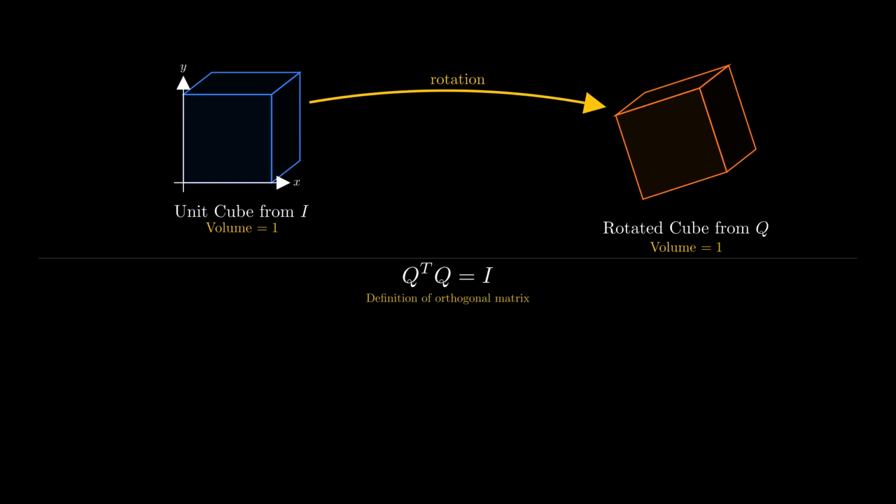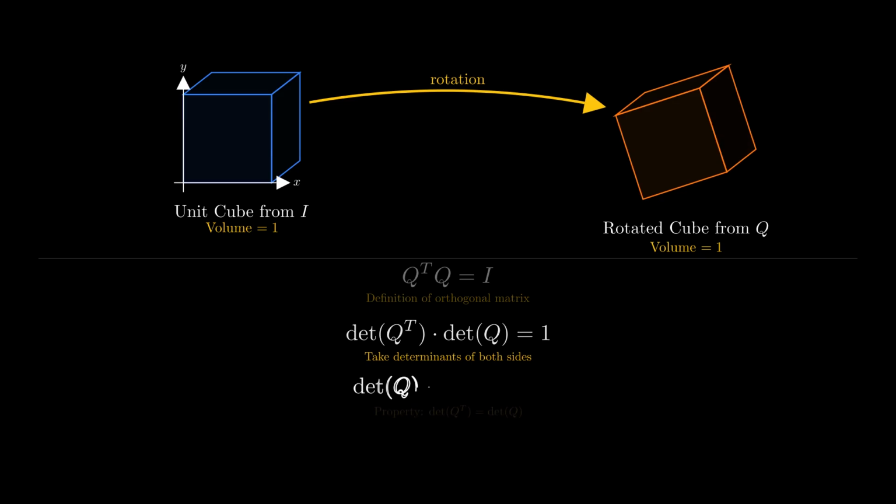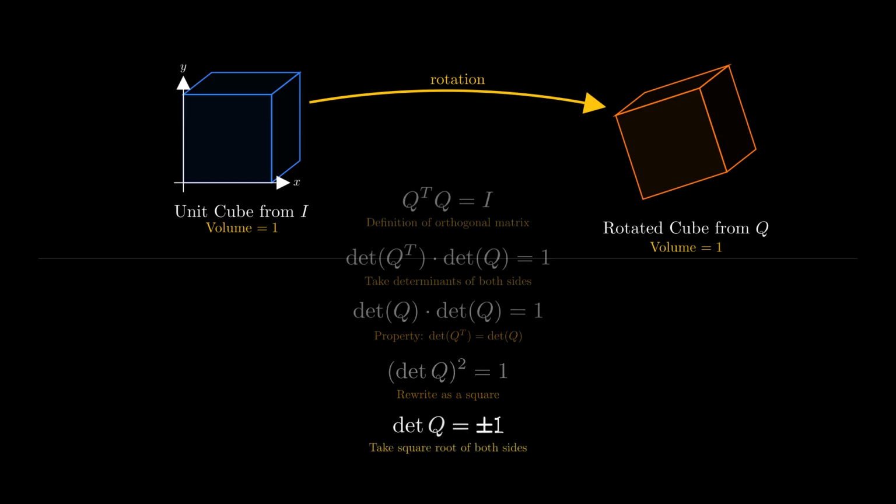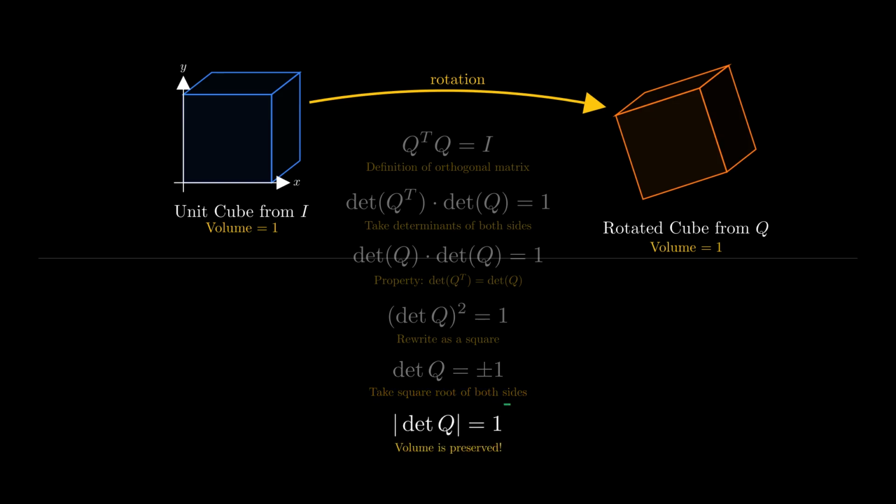By definition, Q transpose times Q equals the identity matrix. Now take determinants of both sides. The determinant of Q transpose times the determinant of Q equals 1. But we know the determinant of the transpose equals the determinant itself. So determinant of Q times determinant of Q equals 1. In other words, the determinant of Q squared equals 1. That means the determinant of Q is plus or minus 1. Taking the absolute value, it's 1.